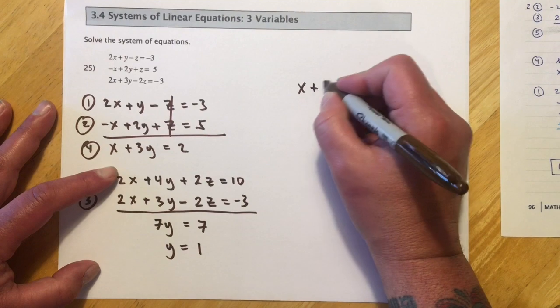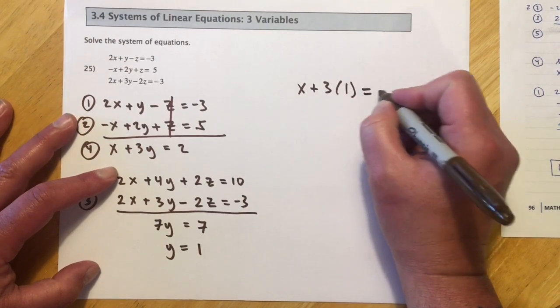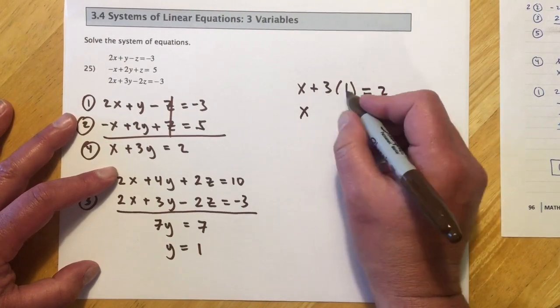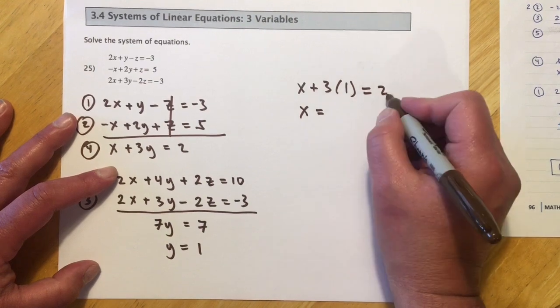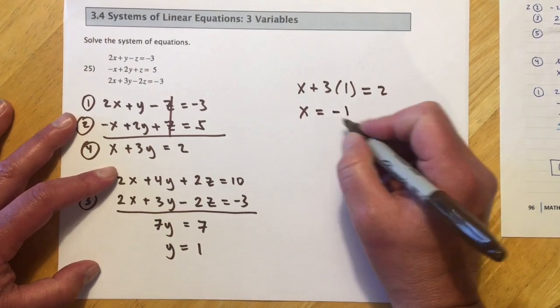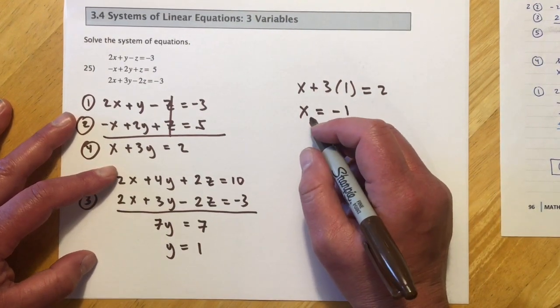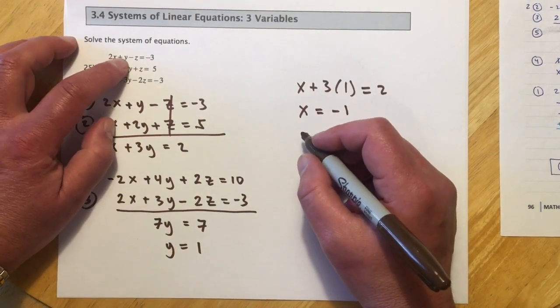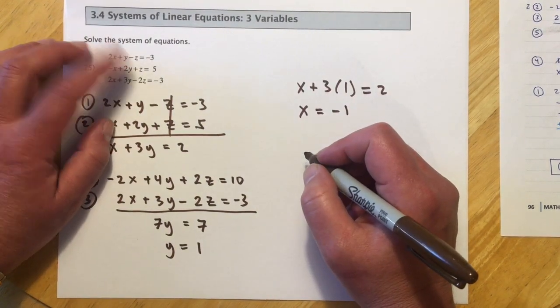So then I have x plus 3 times 1 equals 2. So x plus 3 equals 2. Subtracting 3 on both sides, I get x equals negative 1. And then I'll just come back to the first equation because I'm looking for z.